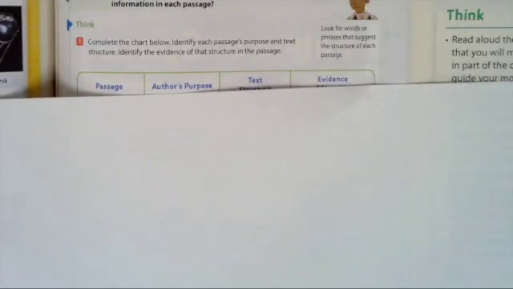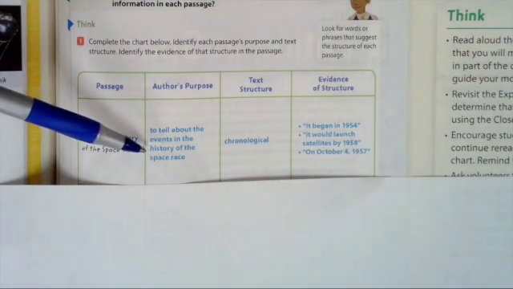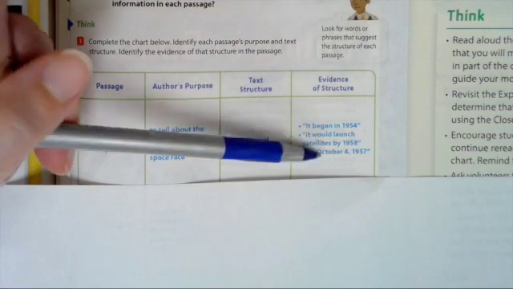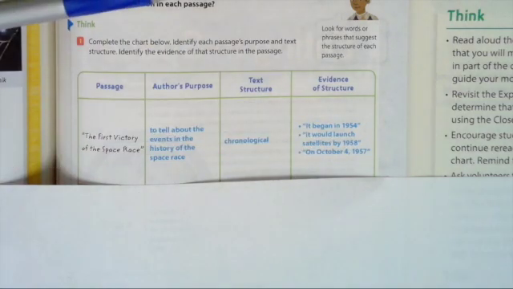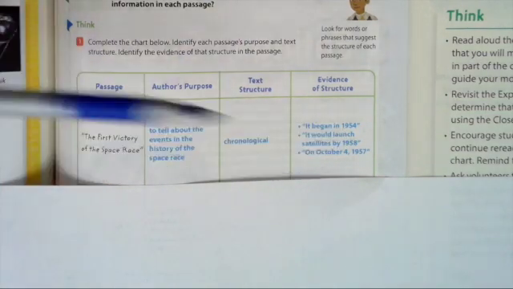So in the chart, the purpose is to tell about the space exploration or space race. It is chronological, and the evidence we have for that are the dates that we circled, so you would list the dates. Everything we underline or circle is just being organized into our chart.